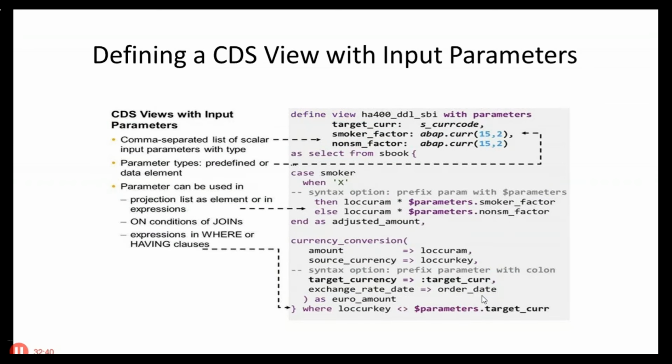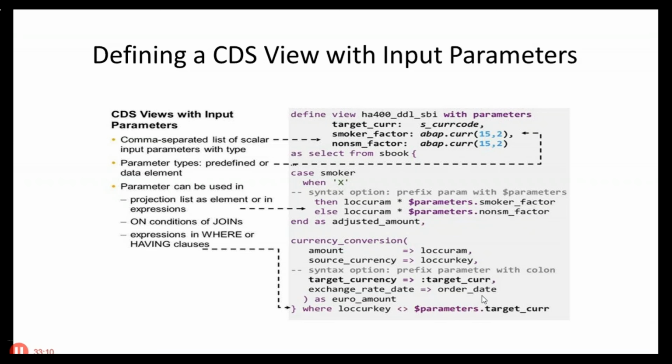So defining CDS views with input parameters. These are the values that we have. Comma separated list of scalar input parameters with type. So parameter types are predefined or data element. So parameters can be used in projection list as element or in expression, on conditions of joins, expressions in where or having clauses. So these are the things that we have.